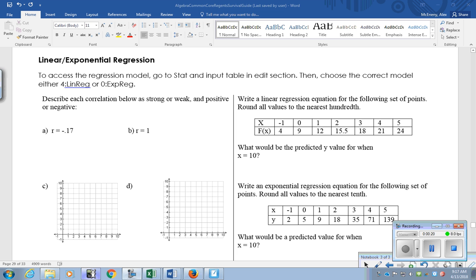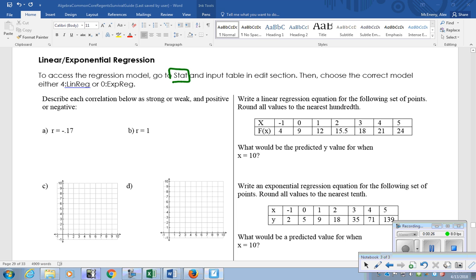So kind of like it says in the directions at the top, you want to go to the stat button. You want to input the table and edit section. So you want to put those in L1 and L2, the ones that got 2 rows or columns. And then it'll say in the question, linear or exponential. And in most cases, sometimes it might ask which one's better, which means you'd have to do both.